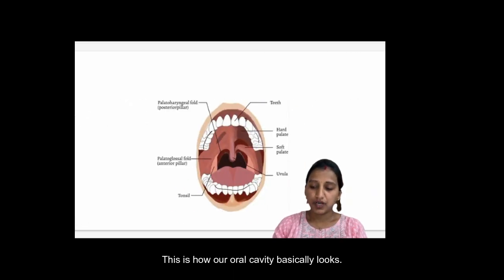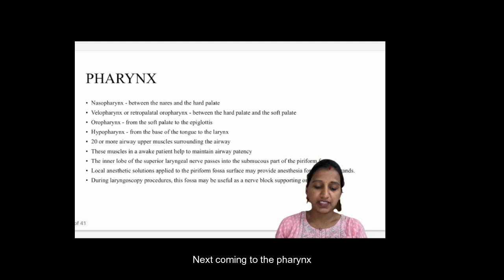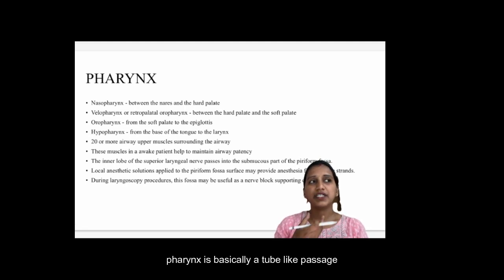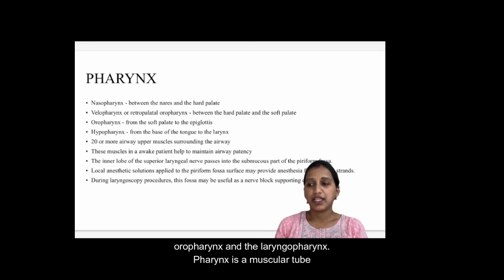This is how an oral cavity basically looks. As I have already mentioned about the boundaries previously. Next, coming to the pharynx. Pharynx is basically a tube-like passage that connects the posterior nasal and oral cavity to the larynx and the esophagus. It is divided into three parts: nasopharynx, oropharynx, and the laryngopharynx.